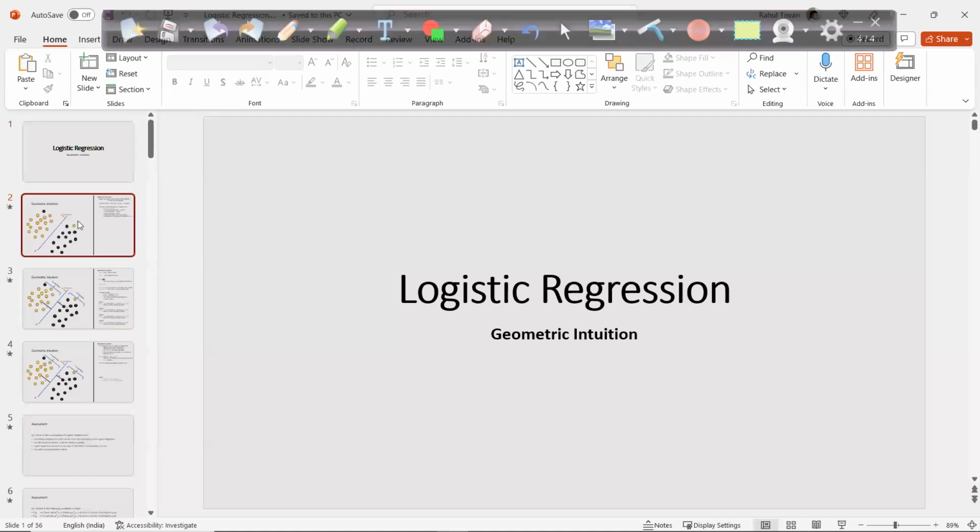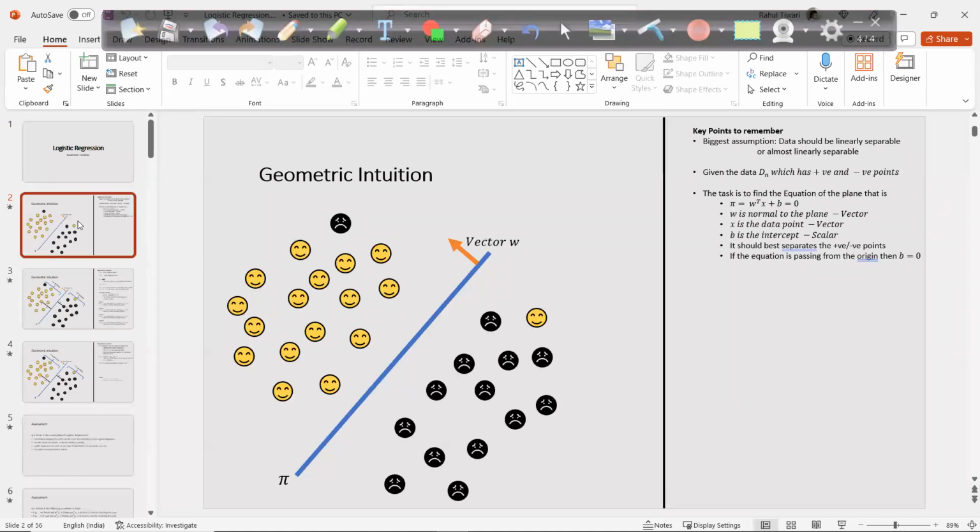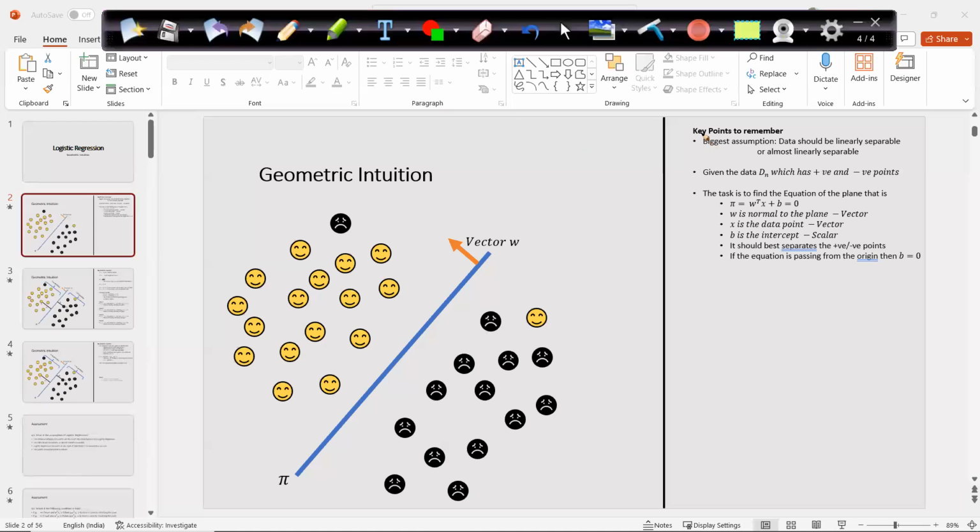Now, every algorithm which we run in machine learning has some assumptions. Logistic regression also has an assumption which should be met, else logistic regression will not work well. The assumption which we have is that the data should be linearly separable.